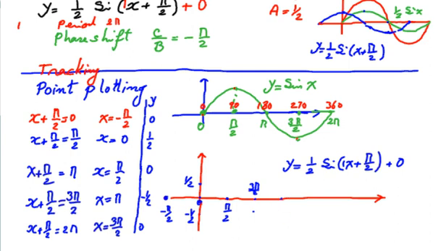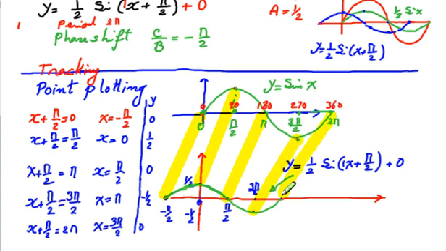Now I connect my points and make sure it becomes a smooth curve. So I have started at 0, went to a half, came down. That's the graph of this function. So we did tracking. This one got tracked to this location. This one got tracked to this location. This one came here. This one came here. And this one came here.